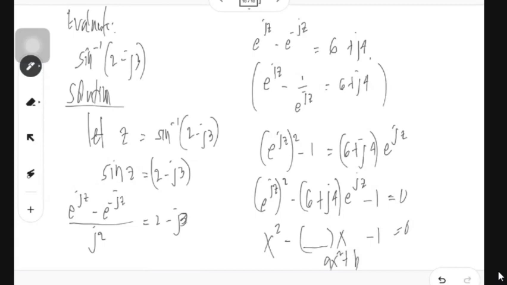Wherein, under the quadratic formula, ano ba yun? Ax squared plus bx plus c equal to 0. Alam ko, mayroong ganitong program sa calculator ninyo. Kaya nga lang, ang a mo dito, 1. Ang b mo dito, complex quantity, negative 6 plus j4. Ang c mo, negative 1. Pero baka pwedeng gamitan ng calculator. Sige nga, will you try? Quadratic formula with complex quantity. Baka meron sa calculator. Kung wala, maglo-long hand ulit tayo. Sige nga, check nyo using calculator.